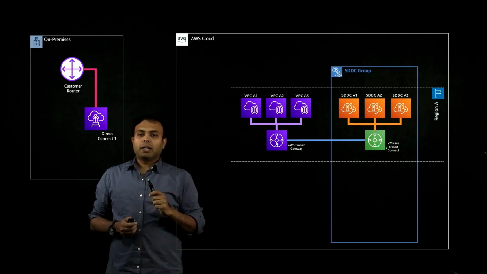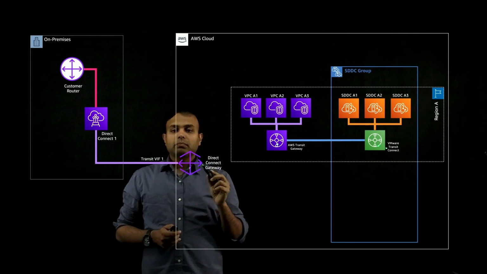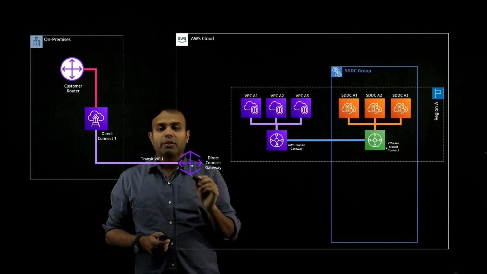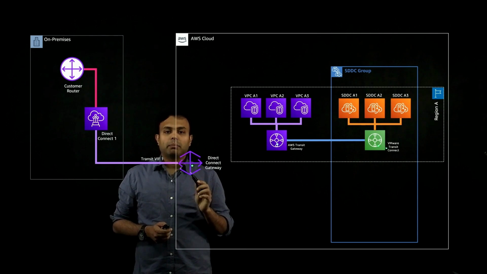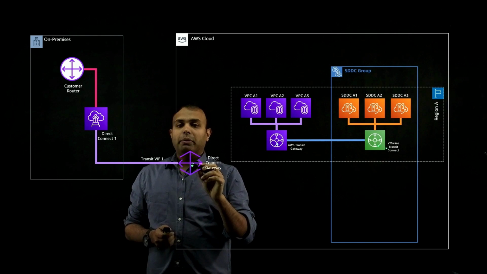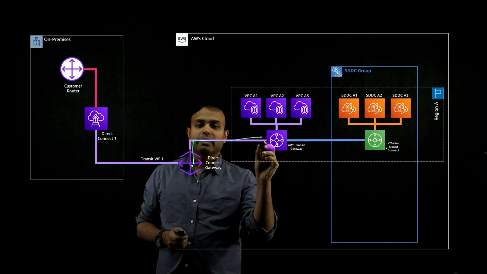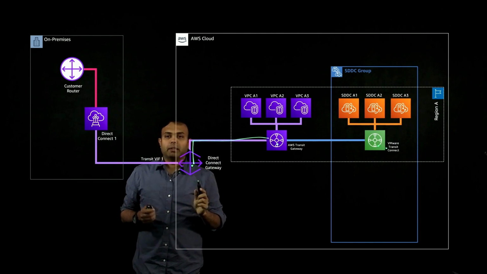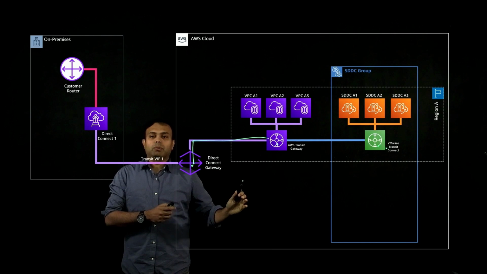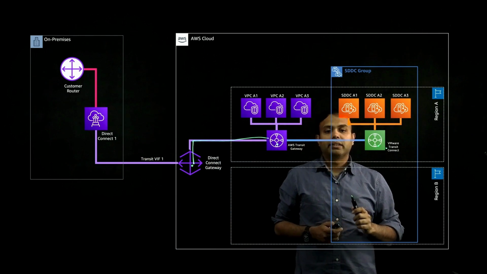For the purpose of this architecture, we are going to leverage a transit VIF that is going to be terminated on the Direct Connect gateway. Once you have a Direct Connect gateway, which is basically a global resource that enables communication to multiple AWS regions, this Direct Connect gateway can be associated with an AWS Transit Gateway. Once this communication is established, you have connectivity that is end-to-end all the way from your on-premises to the AWS cloud. Now, how do you extend this connectivity to a multi-region deployment?